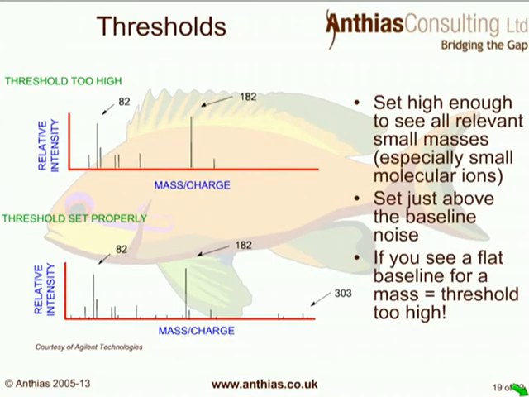Another parameter that could be in your mass spec method is optimizing threshold values. Now, if our threshold value is set too high, we will miss seeing all of the small ions within our mass spectrum. Of course, things like the molecular ion are very important for identification of that compound. So what we want to do is set the threshold value just above the baseline noise, but so we can still see the ions of interest, which will help to identify that compound. If you extract a certain ion and you see a flat baseline, this usually indicates that your threshold value is set too high.